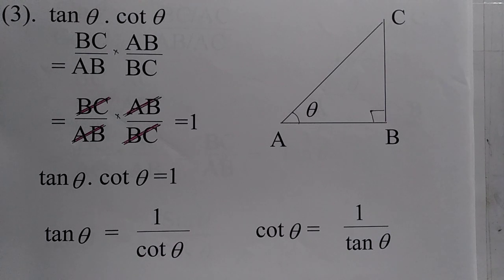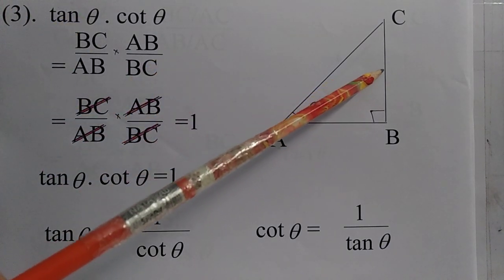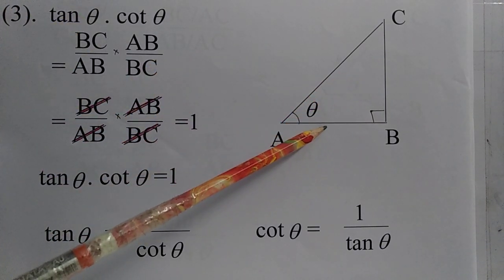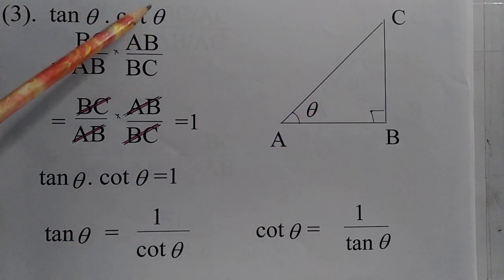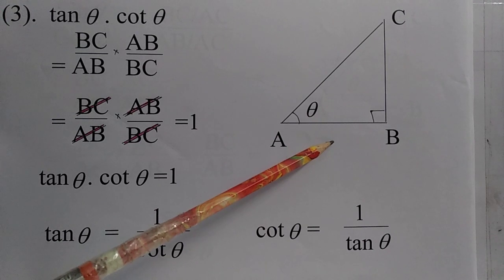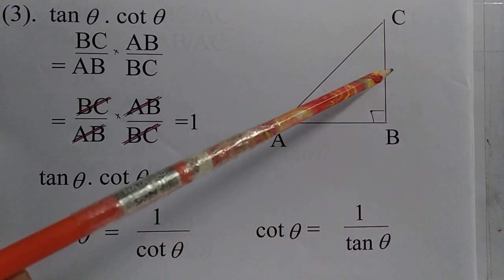Third relation, tan theta into cot theta. Tan theta is defined as opposite side to theta by adjacent side to theta, that is BC by AB. Cot theta is defined as adjacent side to theta by opposite side to theta, that is AB by BC.